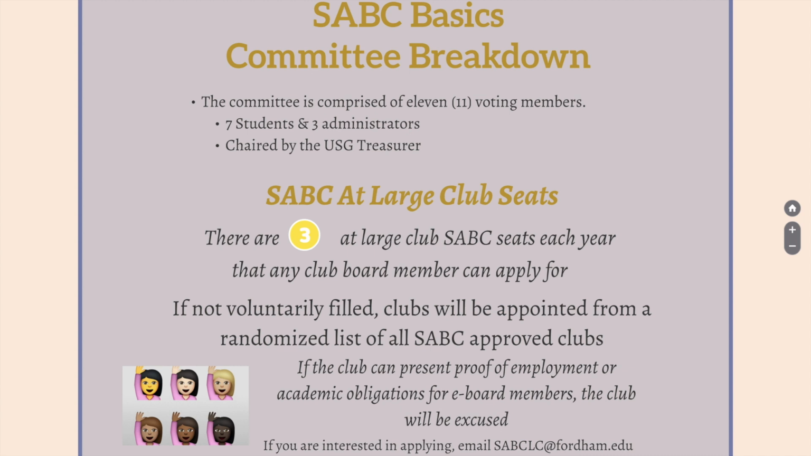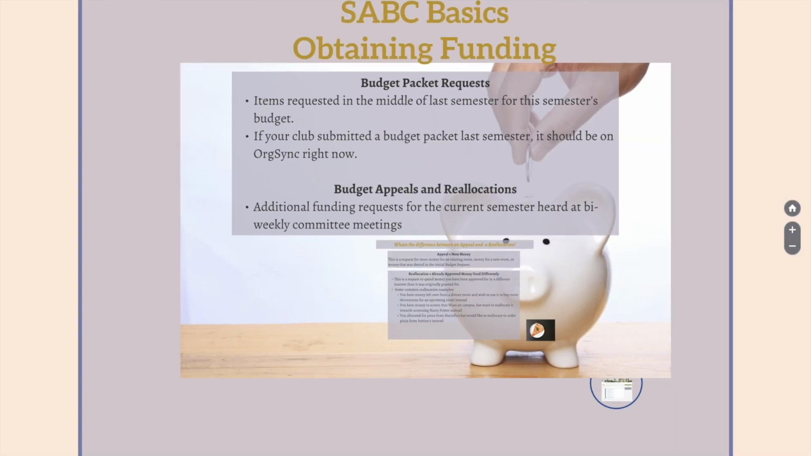There are 3 at-large club SABC seats each year that any club board member can apply for. If not voluntarily filled, clubs will be appointed from a randomized list of all SABC-approved clubs. If the club can present proof of employment or obligations for e-board members, the club will be excused. If you're interested in applying, please email sabclc@fordham.edu.